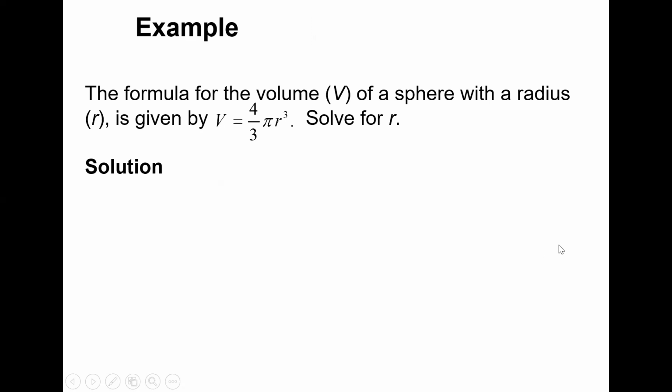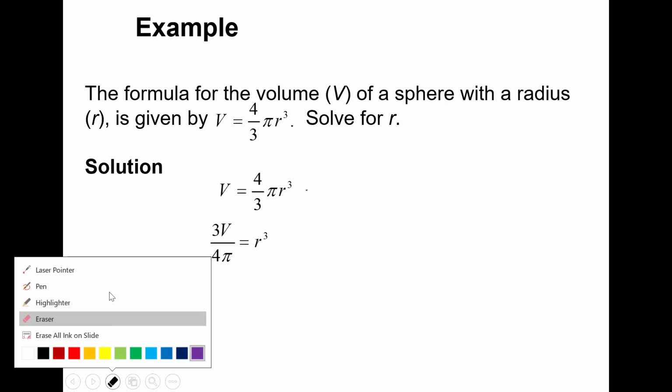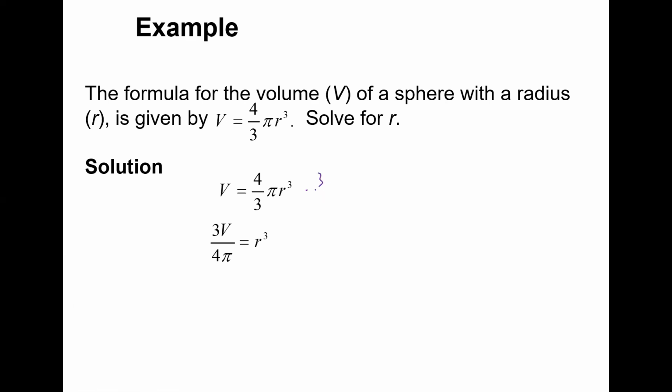All right, so this one says the formula for the volume V of a sphere with a radius r is given by V equals 4/3 pi r cubed. Now we want to solve for r. So we're just solving for a variable. What we have to do is isolate the variable, so we have to get rid of the 4/3 pi first. To get rid of 4/3, we multiply by 3 over 4. I keep saying the wrong thing. We multiply by the reciprocal, which is 3 over 4.